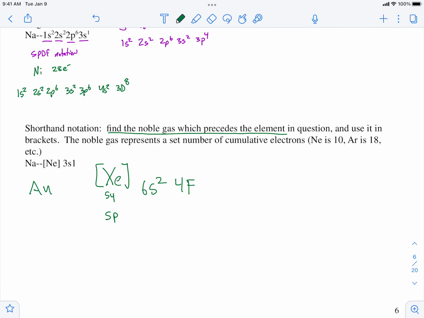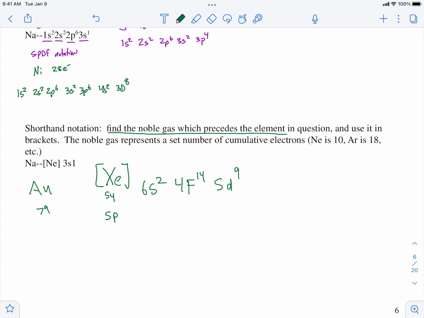So 4f14. That makes for a total of 70 electrons so far. We have to work our way up to 79. So after 4f comes what? 5d. So a little more thought is involved, but there's definitely less writing. All right, and so when we refer to the larger elements, typically we just write it in shorthand.